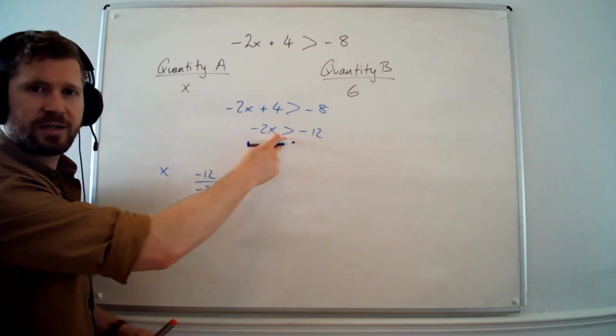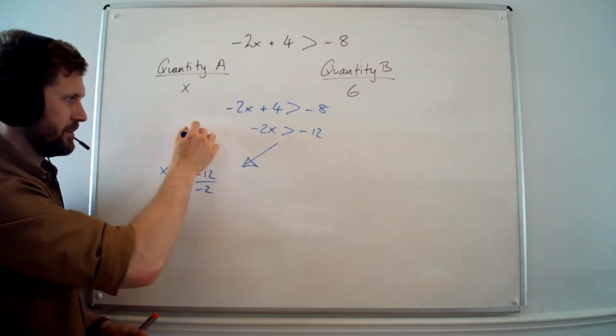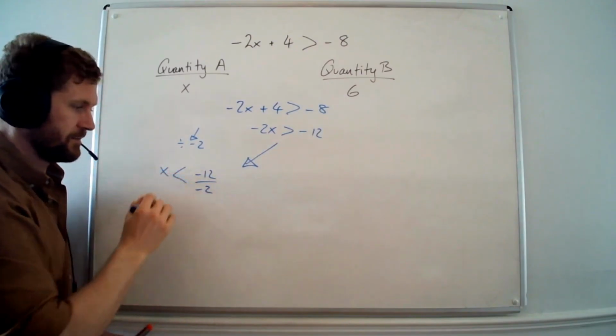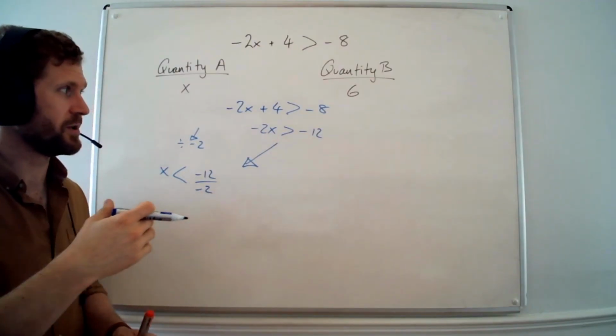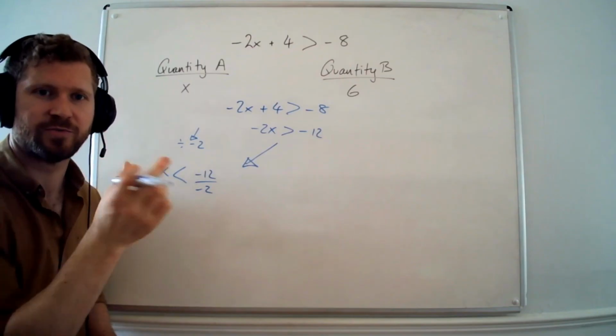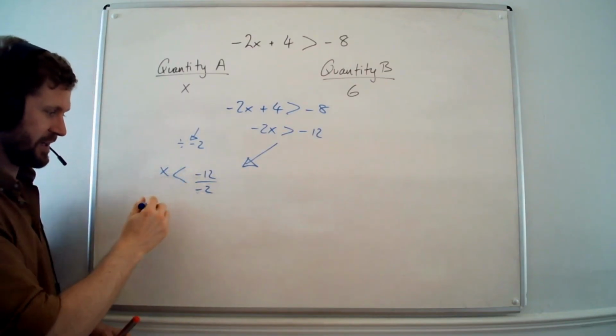So up here, it was a greater than. But because I've divided by a negative number, I've got to flip that inequality sign. Don't worry too much about the why, that's just how the algebra works. If I multiply or divide by a negative number with an inequality, I've got to reverse that inequality sign. So we get x is less than negative 12 over negative 2.